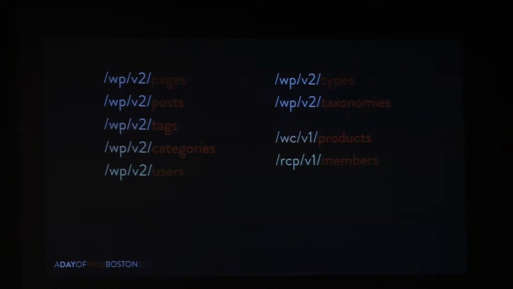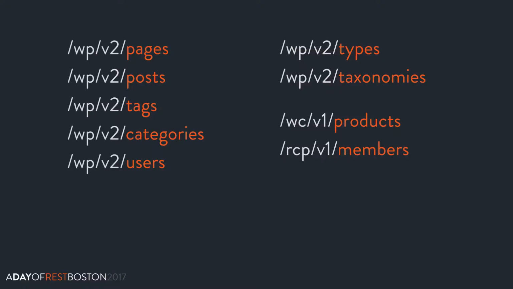But there's also a huge amount of extensibility that you can do with the REST API. For example, WooCommerce has its API built on the same infrastructure. So there are routes available if you have the WooCommerce plugin enabled. The same for things like Restrict Content Pro. Lots of other plugins we're seeing now are adopting building endpoints via the REST API to open up their plugins and services to developers to be able to build things on top of as well.